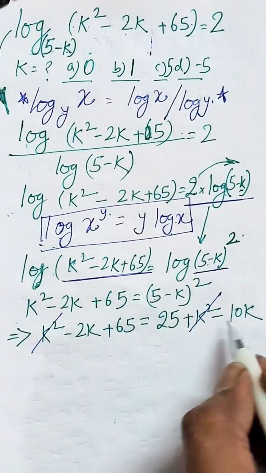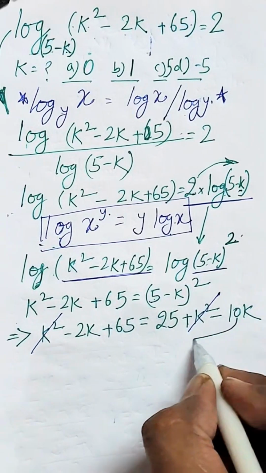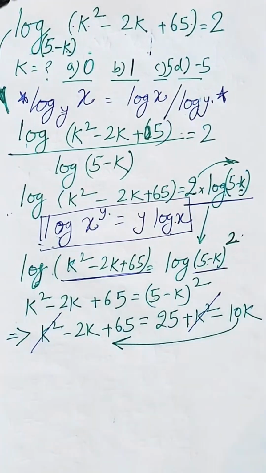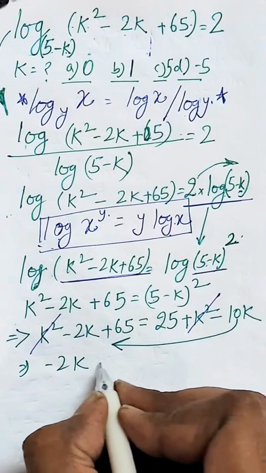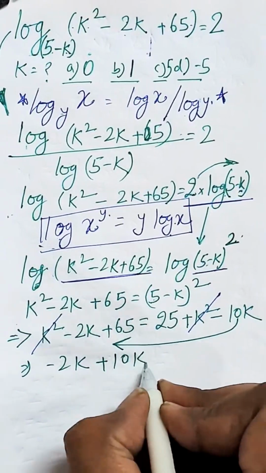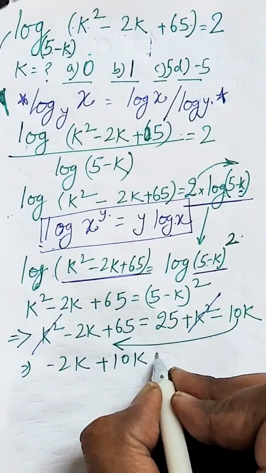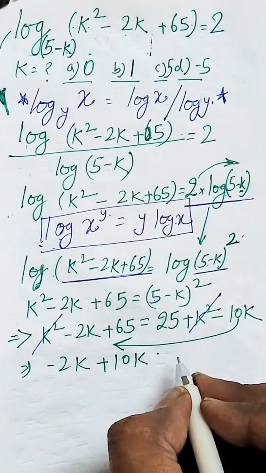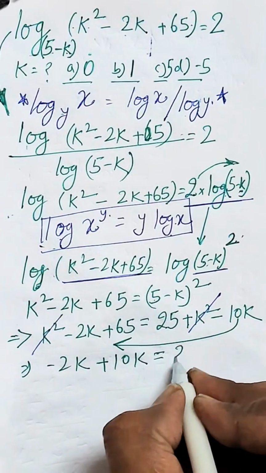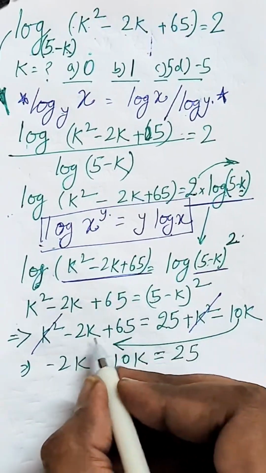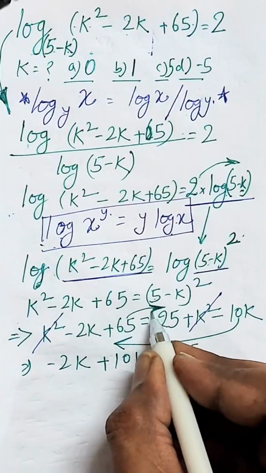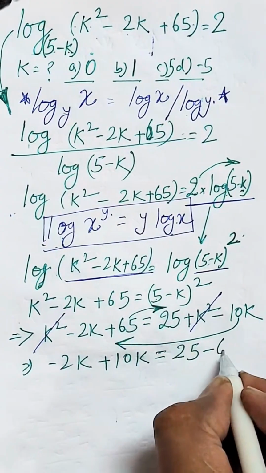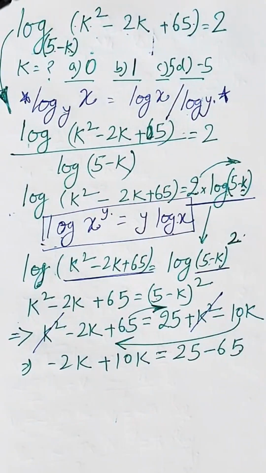So this will give you minus 10k. This minus 10k, when going into the LHS, this will be minus 2k plus 10k, and into the RHS we have 25 minus 65. This 65 from LHS goes to the RHS, right?